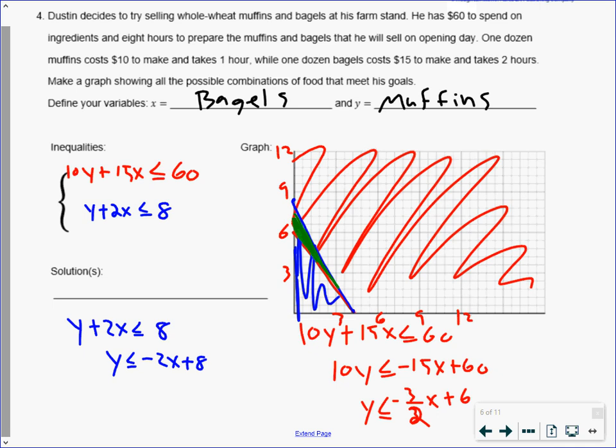And y plus 2x has to be less than or equal to 8, since it takes 1 hour to make a dozen muffins and 2 hours to make a dozen bagels. And he only has 8 hours to make all the muffins and bagels, so he can't spend more time than he has. I went up by 3s on this graph just because these are really small numbers, and this is what I got. That little sliver is your solution set where the green is. That's where the overlap happens, and any solutions will be points in that green area.